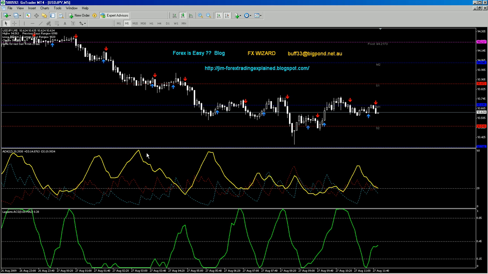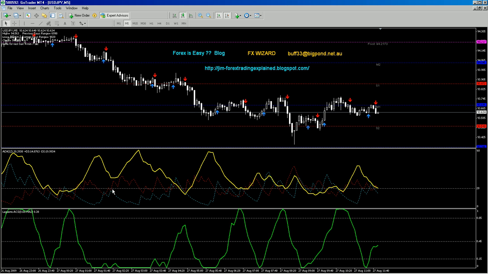Below here we have the ADX, or the Average Directional Movement Index, which is freely available on all MT4 platforms. It has 3 lines. As you can see, we have a blue dotted line, a red dotted line, and a bright yellow solid line. The bright yellow solid line is probably the most important. That's the actual ADX itself.